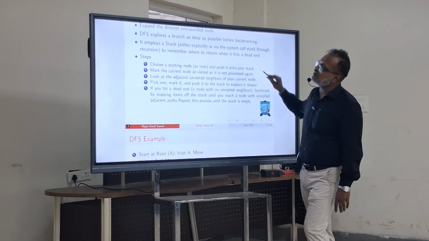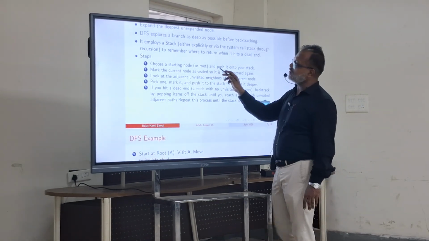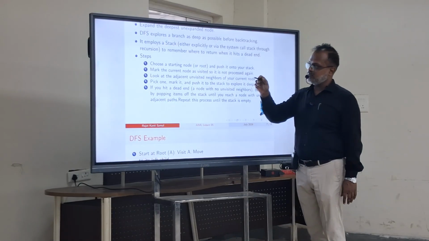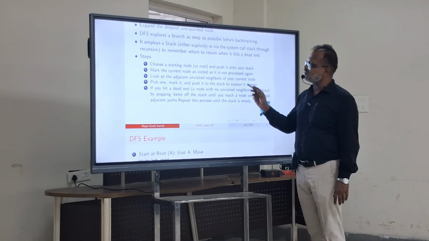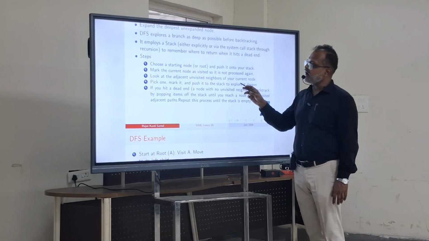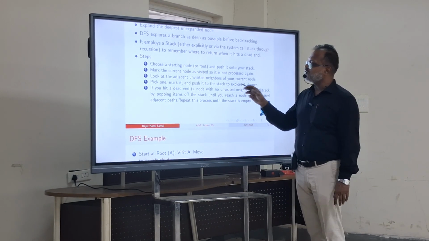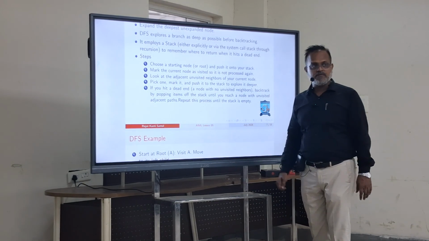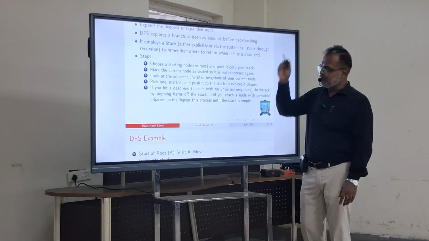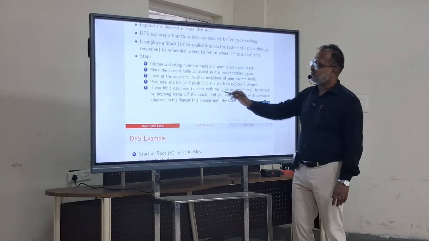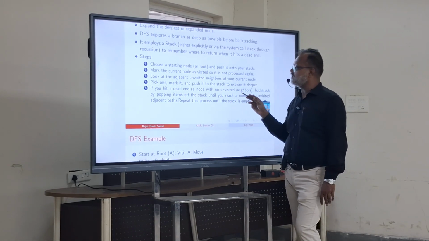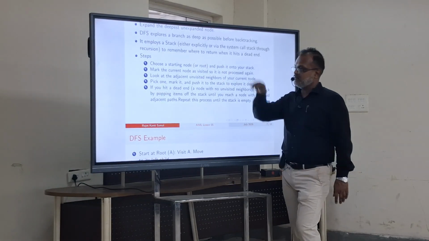Okay, steps. So what is the step? Choose a starting node or root and push it onto the stack. Mark the current node as visited so that it is not processed again. Look at the adjacent unvisited neighbors of your current node. Pick one, mark it, push it to the stack to explore it deeper. Okay, you explore deeply. If you hit a dead end, a node with no unvisited neighbors, backtrack.